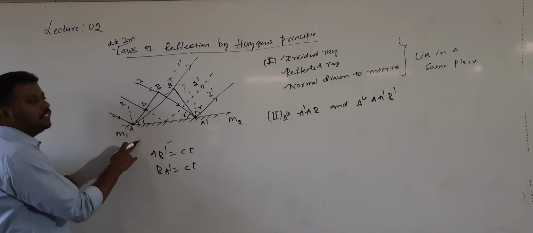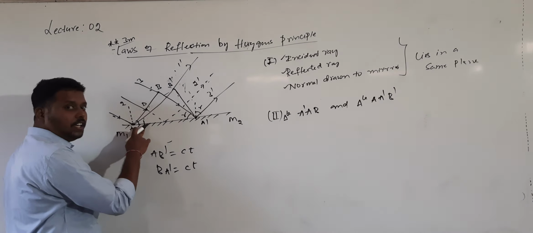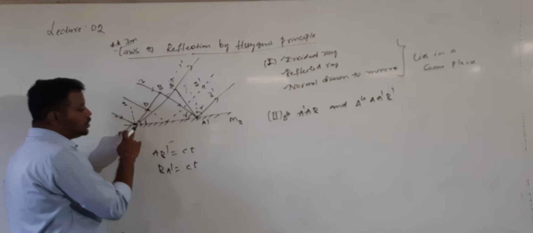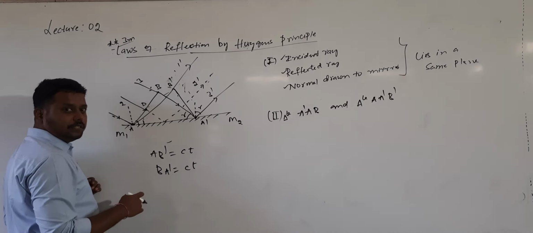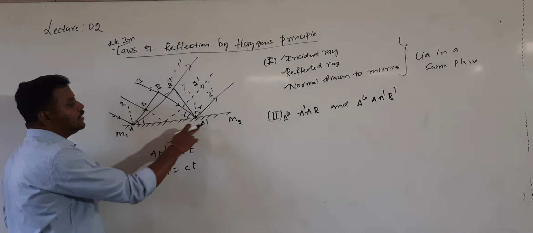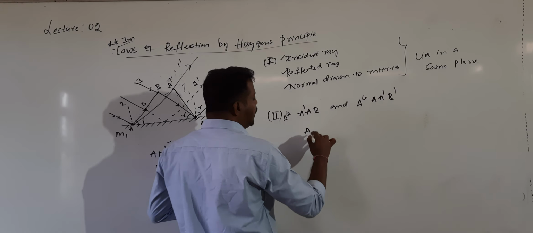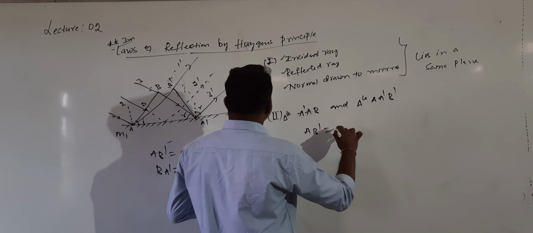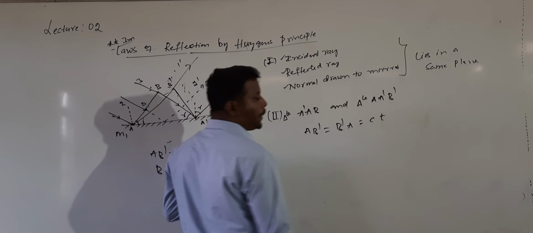One triangle which I consider is A dash AB. What is the angle value? I. And one more triangle is given by A dash B dash. So in these two triangles, what are the values? For the triangles, AB dash and B dash E will be equal to C into T.